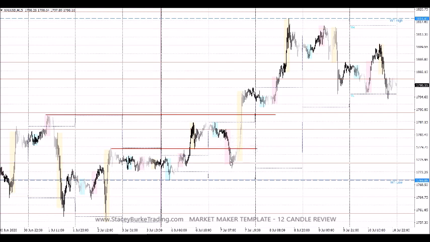pulls back on Tuesday with three pushes down, one push in the Europe-London session, one push, two pushes, three pushes, stop hunt in the US 12 candle window before resuming the move through the high of the week and the high of the previous week before consolidating and again three pushes down into the trend before continuing the move. Doesn't matter what market we look at.